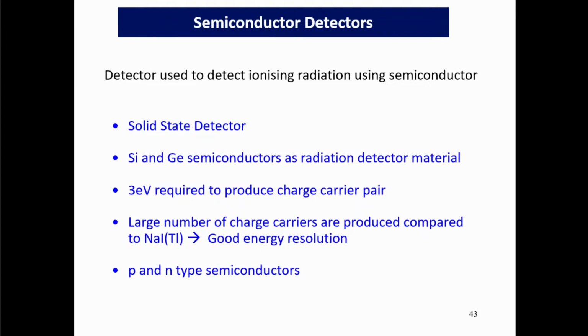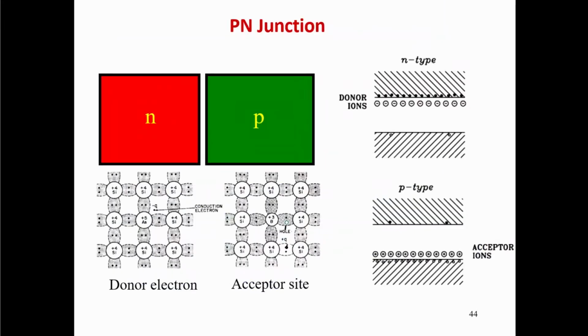So, therefore, it has good energy resolution, and P and N type semiconductors are generally used. Now, let us try to understand that semiconductor detectors actually work on the principle of the p-n junction. Let us imagine that you have an n type semiconductor and a p type semiconductor, kept separately. You are physics people, so you must already know that n type semiconductor means you have some donor impurity, and p type semiconductor means you have some acceptor impurity.